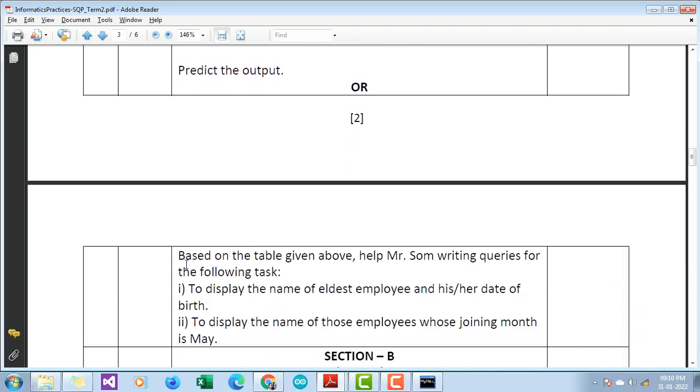Now coming to the next part. Based on the table given below, help Mr. Som write a query for the following tasks. C, to display the name of the eldest employee and his/her date of birth. Eldest means the one whose date of birth is smallest.